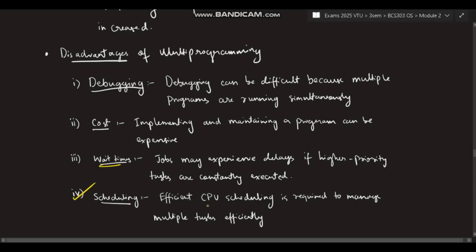Last is scheduling. Efficient CPU scheduling is required to manage the multiple tasks efficiently. So here a lot of scheduling algorithms are needed so that the programs will run efficiently. To run the algorithms is costlier and time taking. So these are some of the disadvantages of multiprogramming.